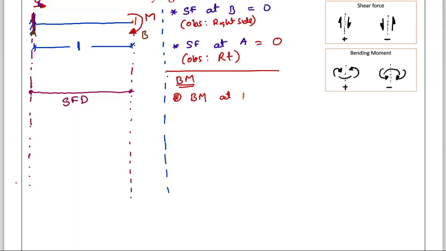Bending moment at right of the moment, not section, right of the moment. But what about observation? You observe the right side. When you observe the right side, what are you seeing? Nothing is there because the beam has ended there. Therefore, the answer is 0. Next point.